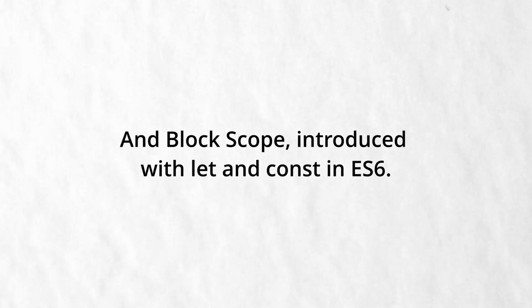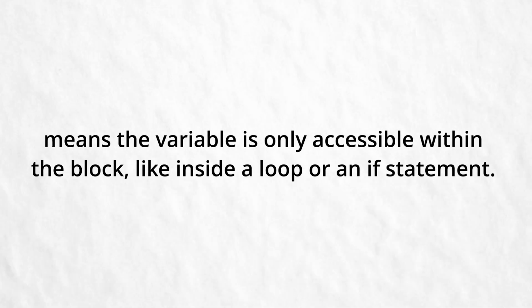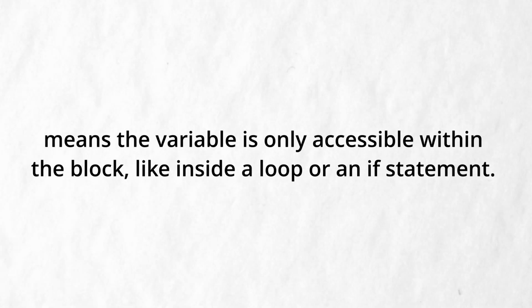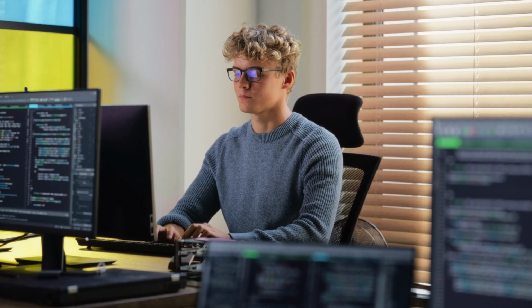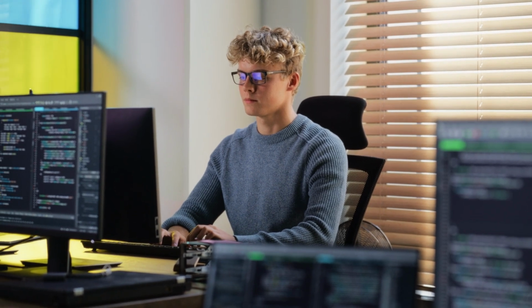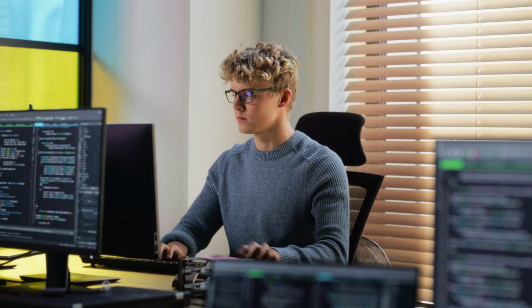Lastly, we have block scope. Block scope, introduced with let and const in ES6, means the variable is only accessible within the block, like inside a loop or an if statement. Understanding scope helps you avoid errors and write cleaner code. Now let's open VS Code and see some examples to understand scope.